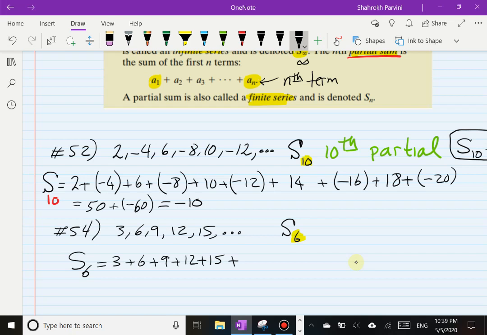Look at the pattern. Going from 3 to 6 to 9 to 12 to 15. Looks like each time we are, what are we doing each time? We are adding 3, aren't we? Add 3 to 3, you get 6. Add 3 to 6, you get 9. 3 to 9, 3 to 15. So I guess it makes sense. The next one you add 3 to 15, right? Shouldn't that be 18? And there you have it.